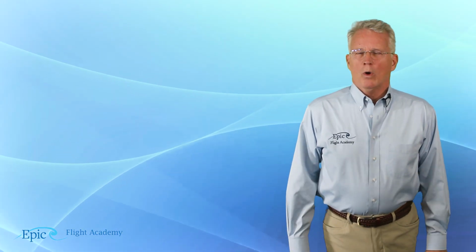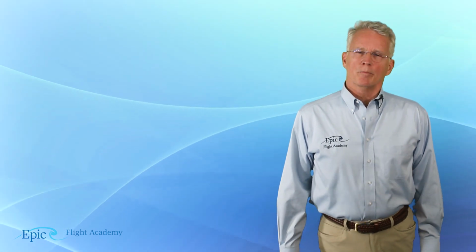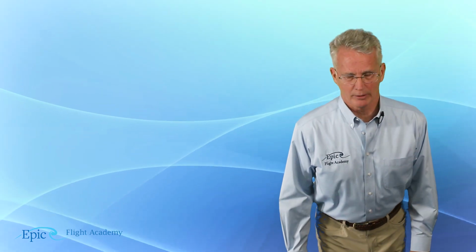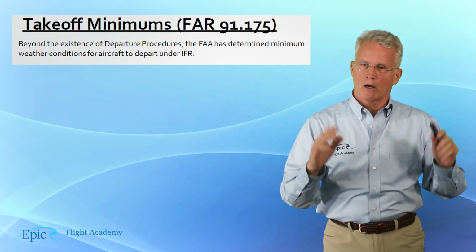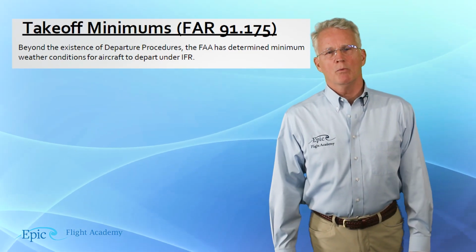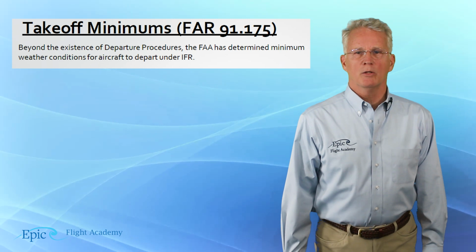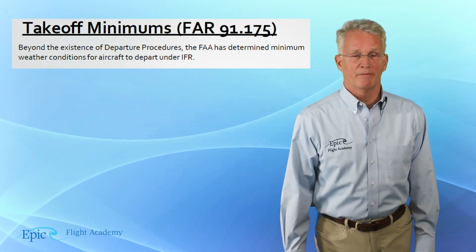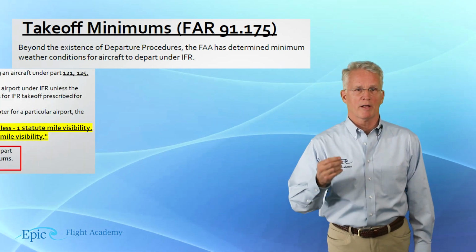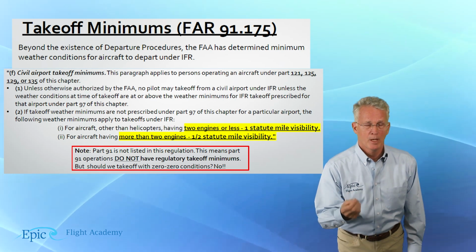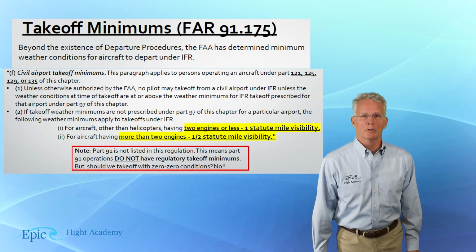So what about these departures? Well, a good place to start is going to be with the FARs. And we want to start with FAR 91.175, and in particular, paragraph F as in Foxtrot. And we'll see there the civil airport takeoff minimums.